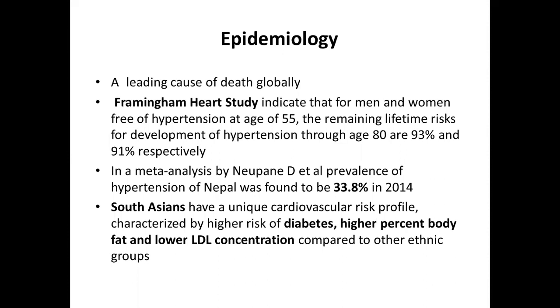Similarly, in a study done in Nepal, the prevalence of hypertension was found to be 33.8%. People living in South Asia have a unique cardiovascular risk profile, like a high risk of diabetes, a higher percentage of body fat, and low LDL concentration compared to other ethnic groups. These differences in risk factors also increase the chances of hypertension in this South Asian population.